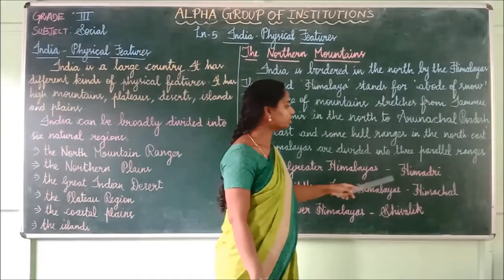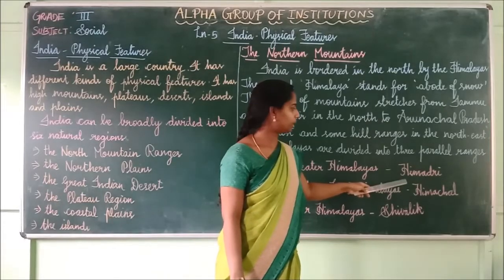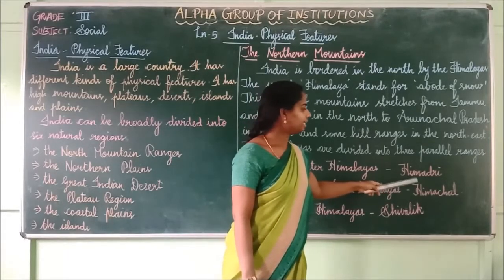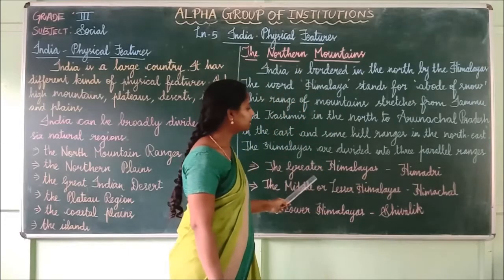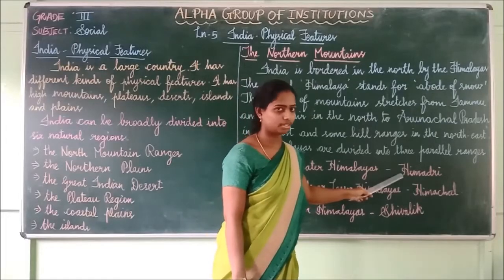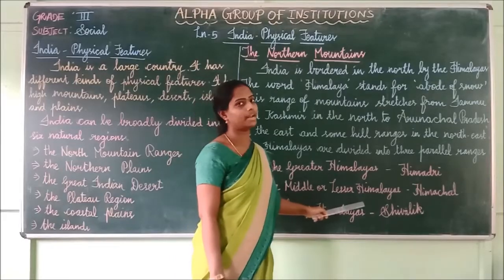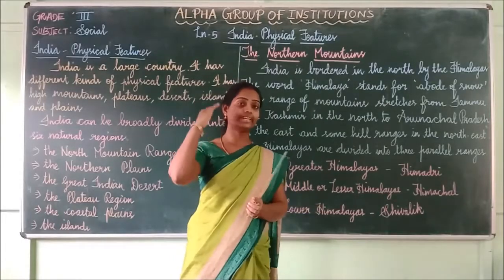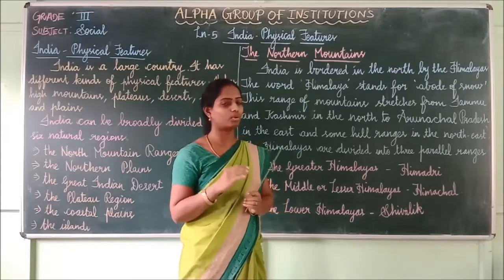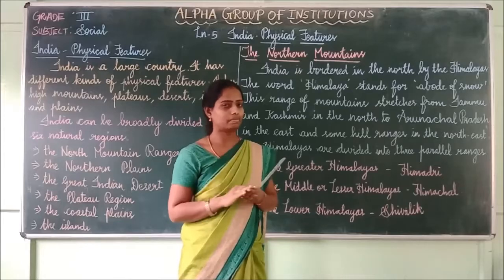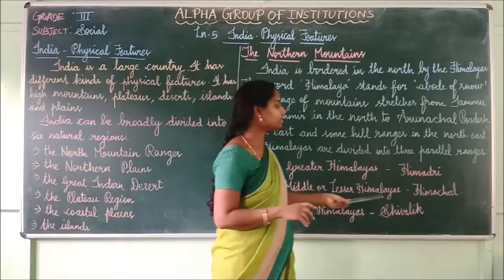The Greater Himalayas have the name Himadri. What is the spelling of Himadri? H-I-M-A-D-R-I. Himadri. The second one is the middle or lesser Himalayas. The first one is the greatest Himalayan region, named Himadri, and the second one is the middle or lesser Himalayas. The name of this Himalaya is Himachal.